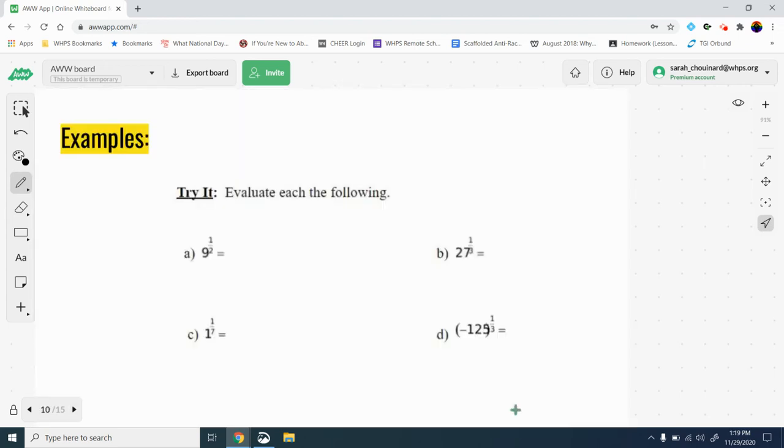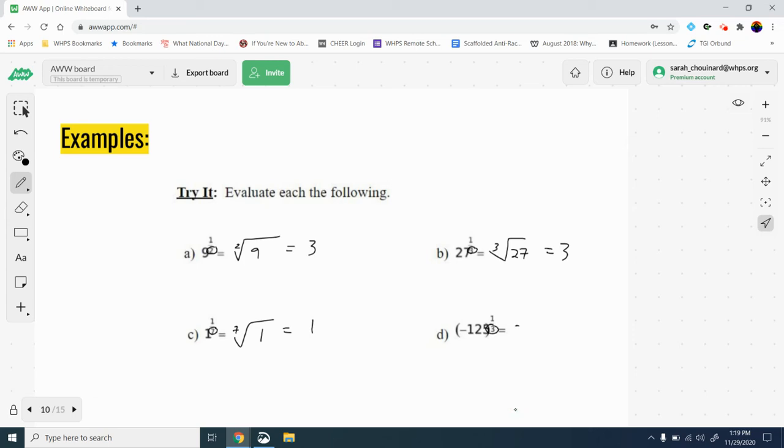So if I had 9 to the 1/2, that means my denominator becomes my index. So I'm doing the square root of 9, which is 3. 27 to the 1/3, the 3 becomes the index. The cube root of 27 is 3. 1 to the 1/7, 7th becomes the index. The 7th root of 1 is just 1.